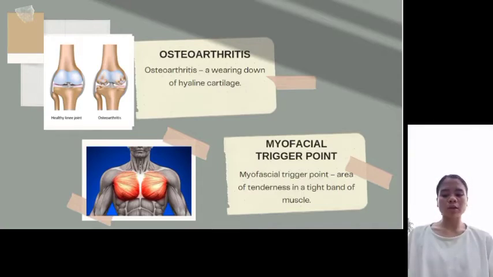Myofascial trigger point. An area of tenderness in a taut band of muscle. It is a sensitive area in the muscles or connective tissue that becomes painful when it is compressed.